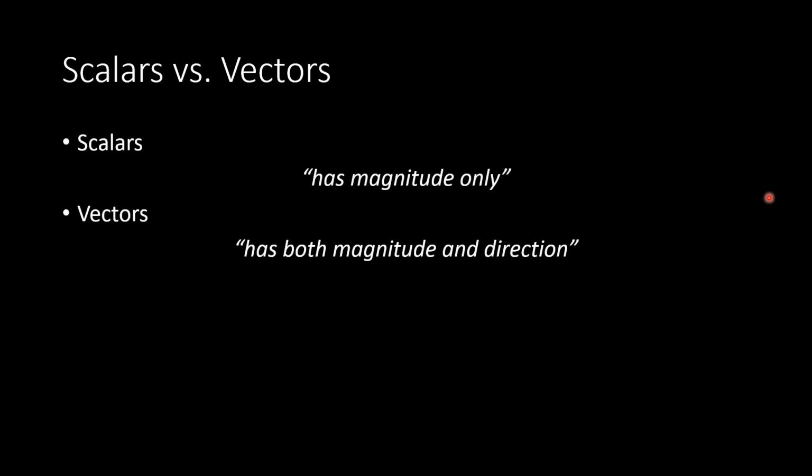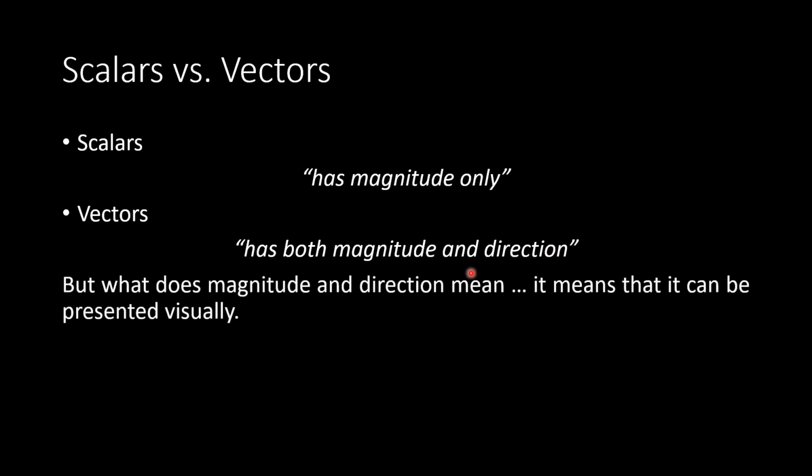So the very first thing that we're going to start with are scalars versus vectors. If you've watched my previous videos, you must have heard me going over scalars and vectors, especially when we were talking about distance and displacement or speed or velocity. Just to recap, a scalar has a magnitude only, whereas a vector has both a magnitude and a direction. But what does this actually mean? More importantly, it means that it can be presented visually.